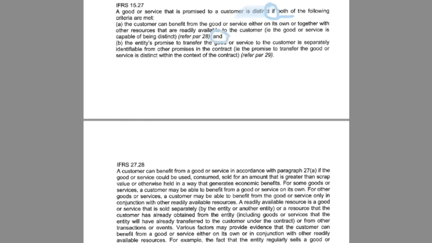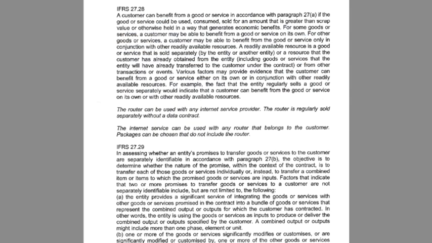So there's an and, there's more than one, both need to be met. What are these criteria? The customer can benefit from the goods or services either on its own or together with other resources that are readily available, and the entity's promise to transfer the goods or service to the customer is separately identifiable from other promises in the contract. So now these two criteria refer us to paragraph 28 and paragraph 29. So now we need to go and discuss those two paragraphs unless they are specifically excluded in the required.